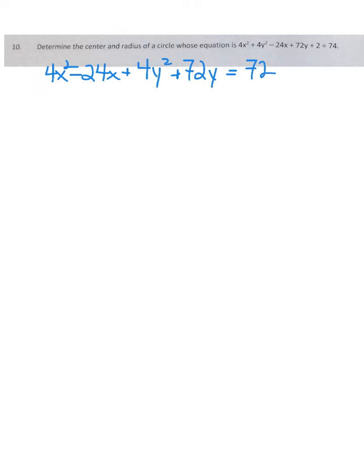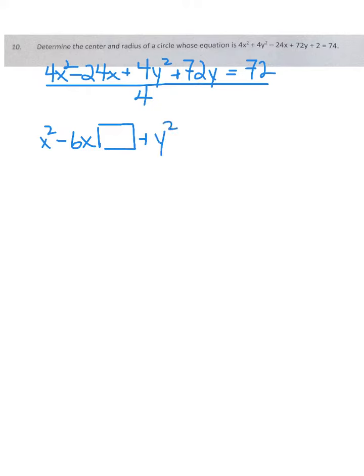Okay. Now, if I have to determine the center and the radius of a circle, I know that I'm going to do completing the square. But when you do completing the square, remember you want your lead coefficient to be a 1. So I'm going to take all of this and I'm going to divide it by 4. So if I do that, I'm going to get x squared minus 6x. Now remember, with completing the square, we're going to have a box plus then y squared plus 18y. And then again, I'm going to have a box. And this is going to equal 72.